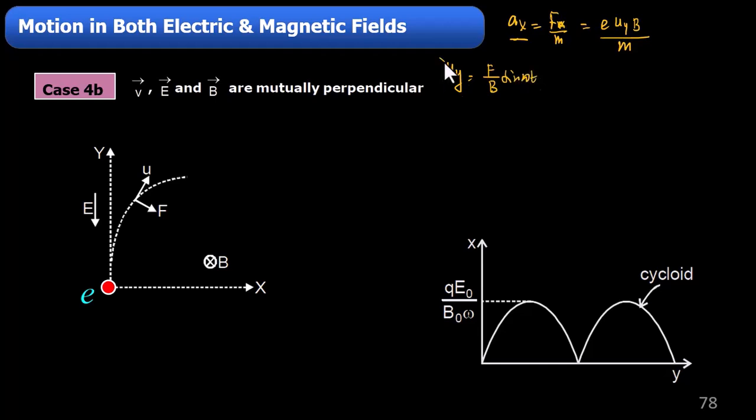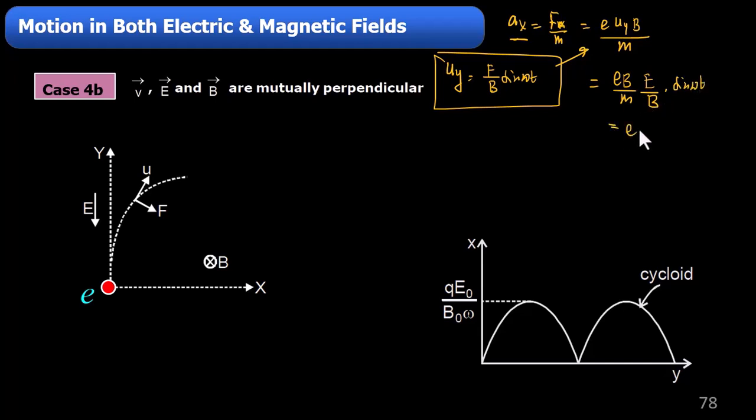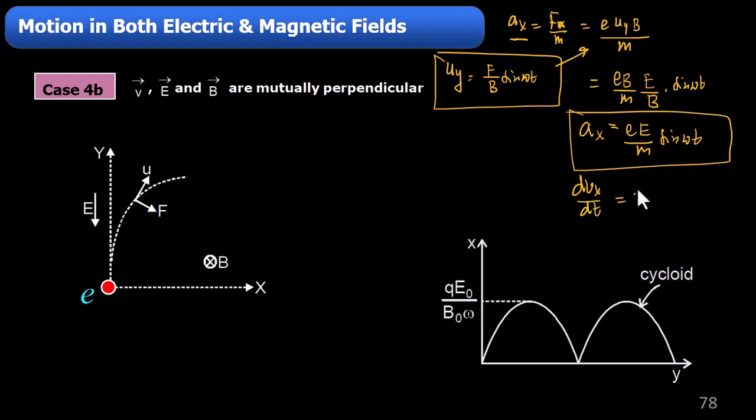So this is the variation of the velocity along the y direction. If I put it over there, I am getting the acceleration in the x direction equal to Eb by m into E by b multiplied by sine of omega t. So b cancels out. Ultimately I am left with capital E by m into sine of omega t. That is the acceleration in the x direction, which is nothing but dvx dt, equal to capital E by m into sine of omega t.